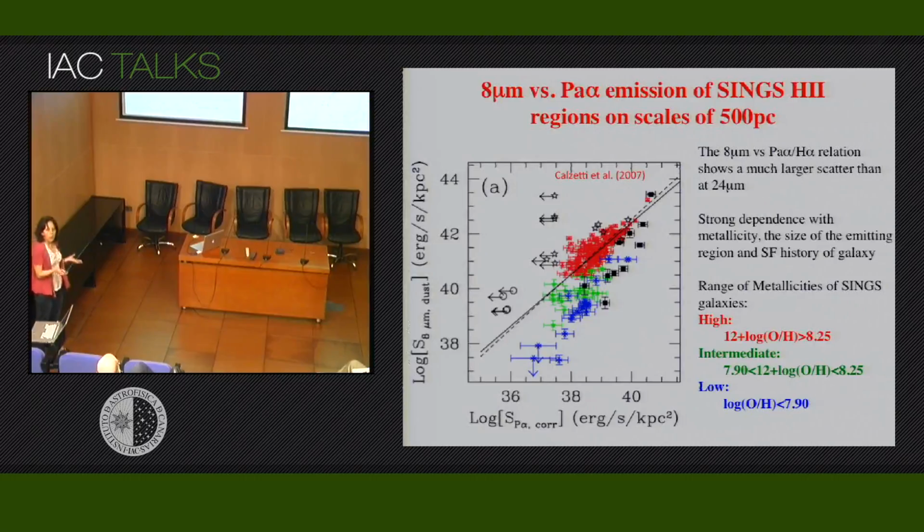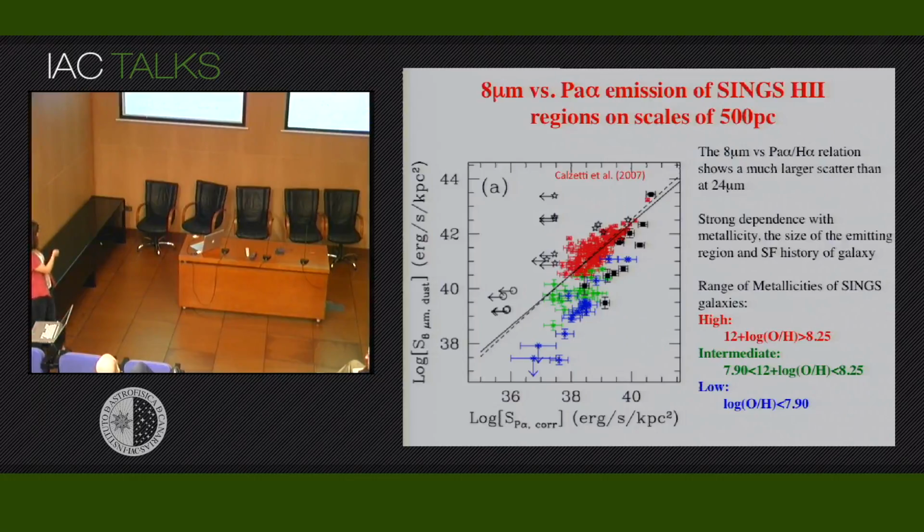So why are we interested in calibrating the 8-micron luminosity? Well, at redshift 2, if you observe a galaxy with MIPS at 24 microns, that corresponds to rest-frame 8 microns. So people have been putting a lot of effort into calibrating the 8-micron luminosity versus the Paschen alpha luminosity. And here, these are H2 regions in the SINGS sample, which are just nearby relatively normal galaxies. And you can see that there is a very strong dependence of this relation with the metallicity.